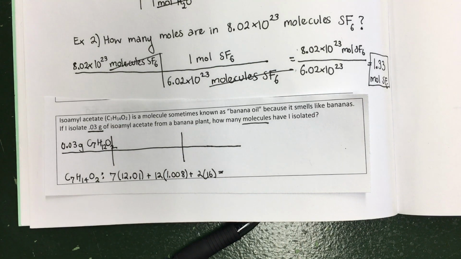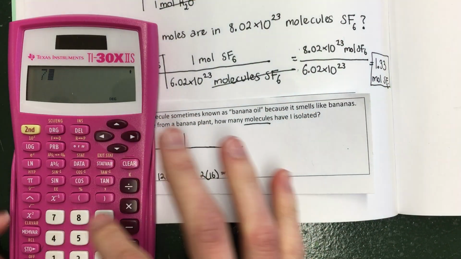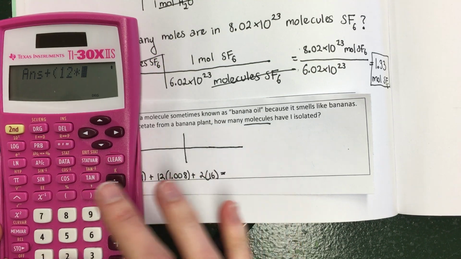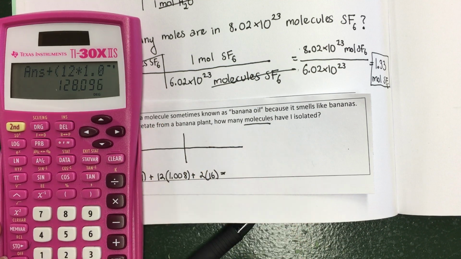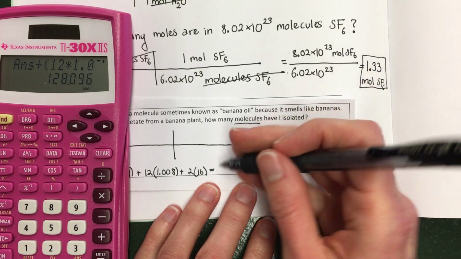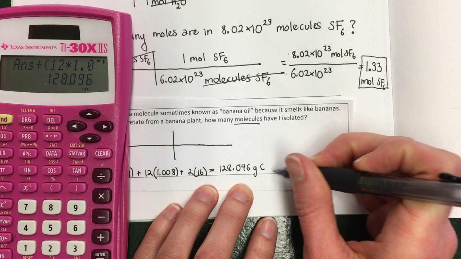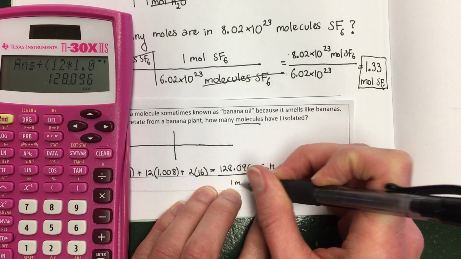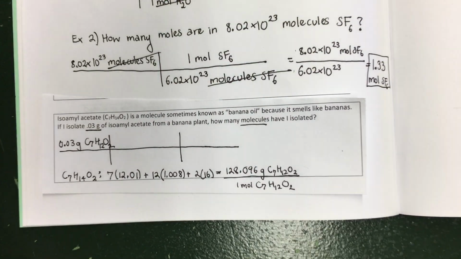And if I grab a calculator and calculate that out, 7 times 12 plus 12 times 1.008 plus 2 times 16, I get 128.096 grams of C7H12O2 all over 1 mole of C7H12O2. I know this is tedious to write out all these units, but it's very important.